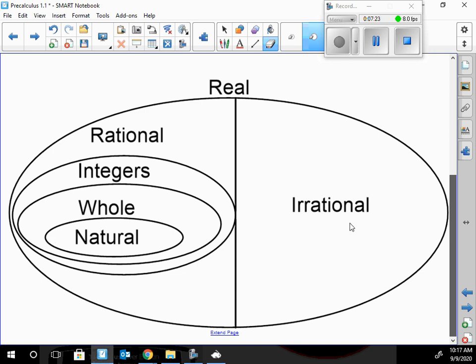But on the other half, we have irrational numbers. A number can't be a natural number and irrational. It can't be a whole number and irrational. Irrationals are all by themselves over here. But even those are part of a bigger circle, which is all of the real numbers.